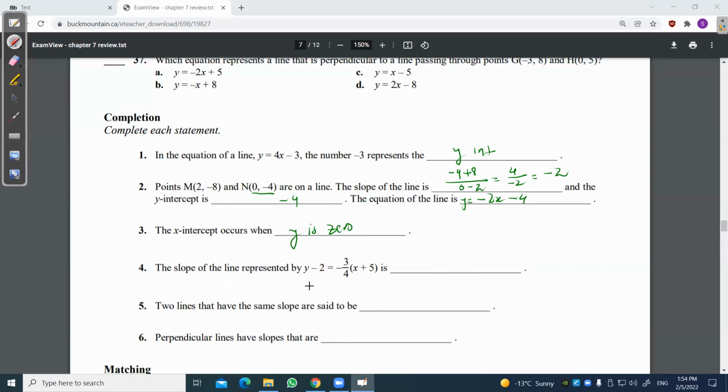What is it asking? It's asking us for the slope of this line. Isn't it just -3/4? Yes, it is -3/4. Number 5, 2 lines that have the same slope are said to be parallel? Yes. Perpendicular lines have slopes that are negative reciprocals? Right, negative reciprocals, and we are done with this.